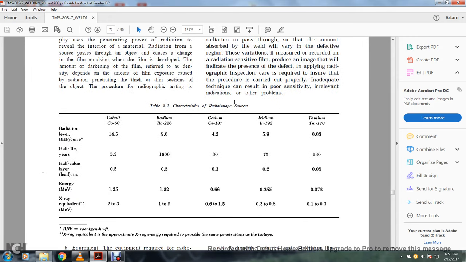Table 8.2 lists the characteristics of radioisotope sources: radiation level, half-life in years, half-value layer in inches of lead, energy in MeV, and X-ray equivalents, for sources such as cobalt, radium, cesium, rhodium, and thorium.